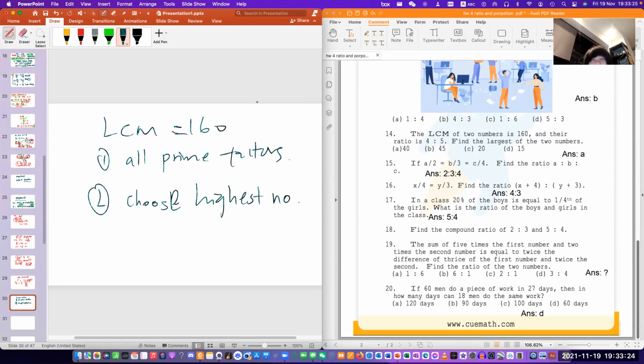Okay. So if you have LCM, which is 160, how do you get the prime factorization for 160? 2 times 2 times 2 times 2 times 2 times 5. You are going to end up with 2 to the power of 5. I'm going to write it in index notation, so it's 2 to the power of 5 times 5. So all prime factors. Your first number and then the second number, there are many possible answers, but their ratio is 4 to 5. Okay, remember the ratio is 4 to 5.